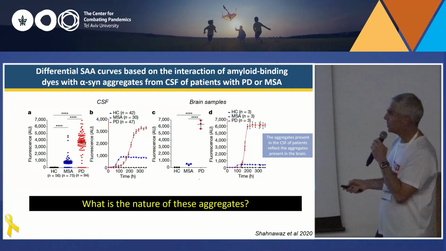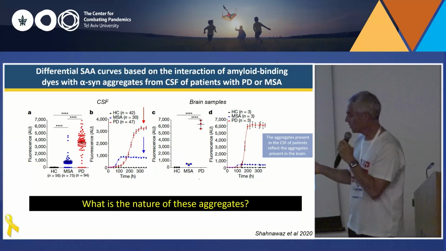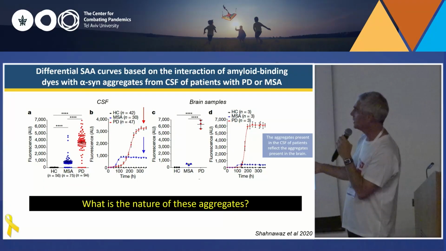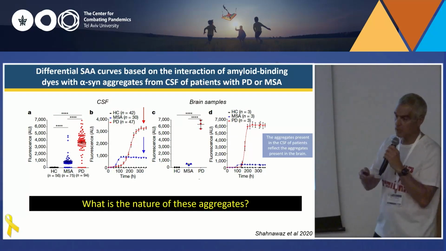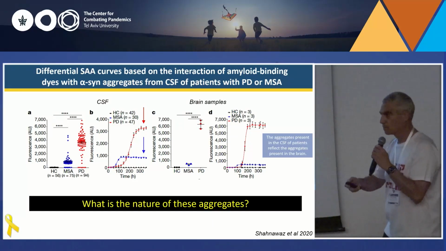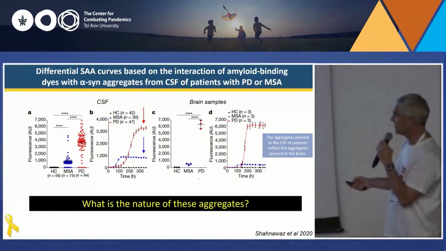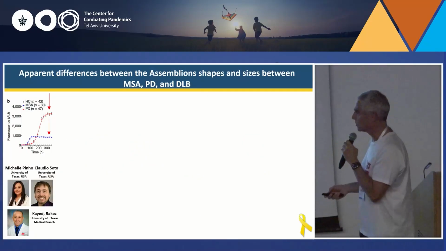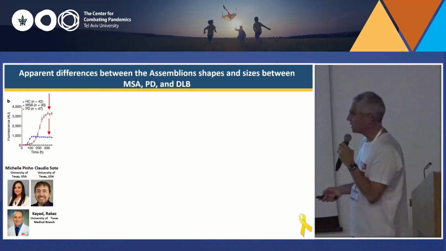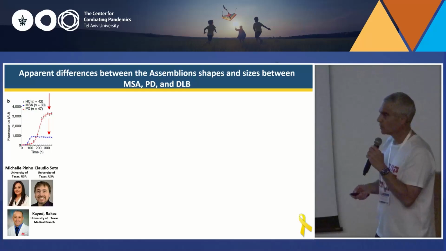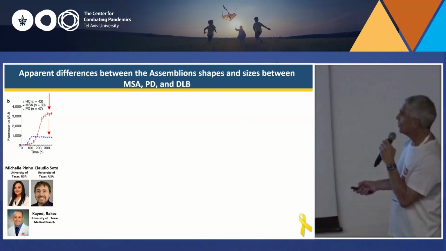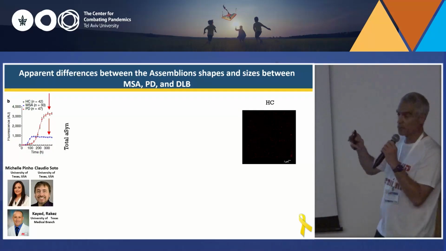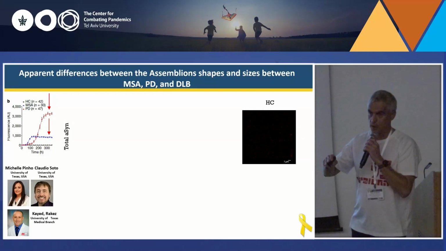So what we decided to do is to contact some of the labs that are working on it and ask them to send us the end product of the seed amplification assay of PD, MSA, and DLB. This is something that we are doing with Claudio Soto and with Kai Drakes, who provide us with different types of antibodies.